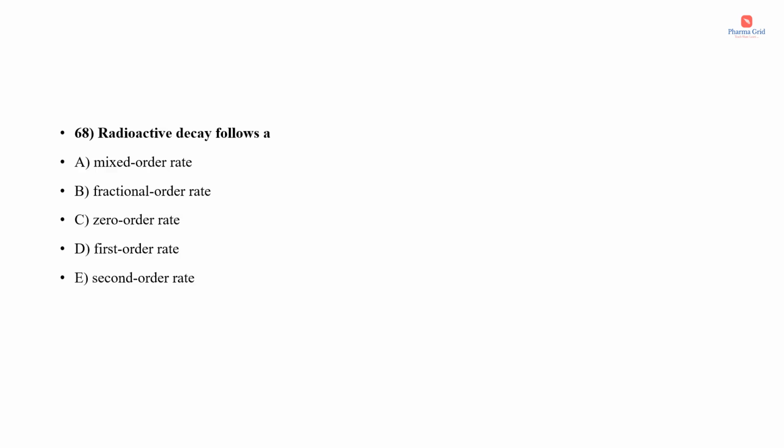Radioactive decay follows a, the options are: mixed order rate, fractional order rate, zero order rate, first order rate, second order rate. Here the correct answer is option D, that is radioactive decay is a classic type of first order reaction.